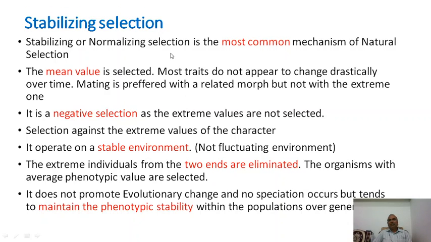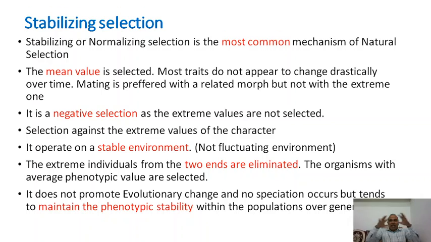Stabilizing selection. Stabilizing selection is the most common mechanism of natural selection. Say a population has many phenotypes. Let us consider one phenotype with variations. Say some have extreme phenotypes on this side, some have extreme phenotypes on that side, and some have the average phenotype.